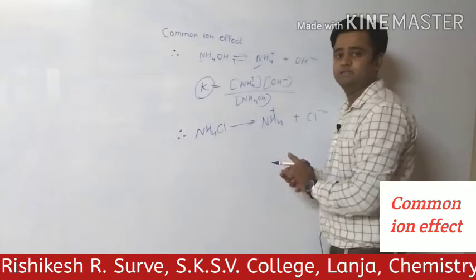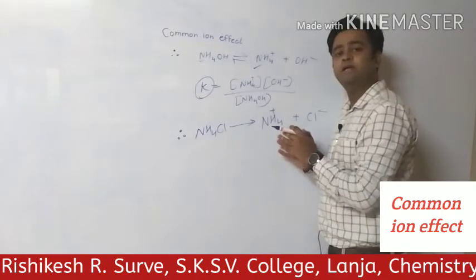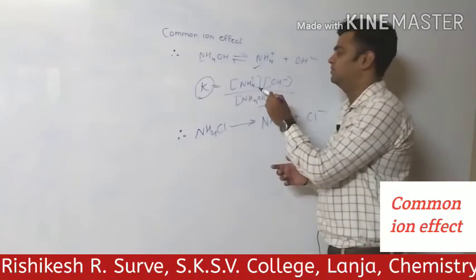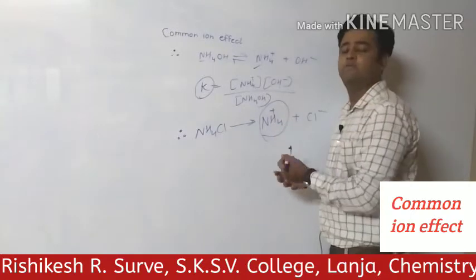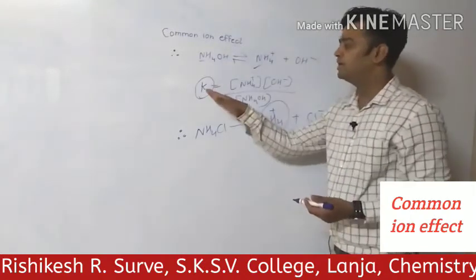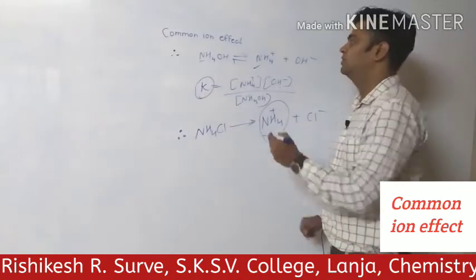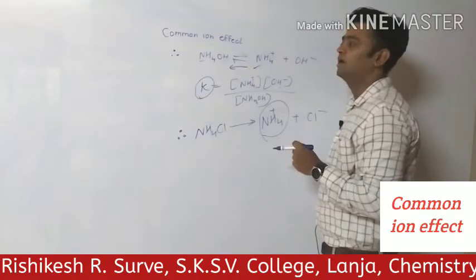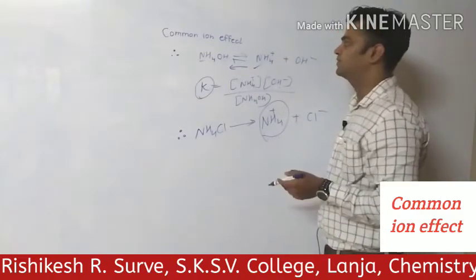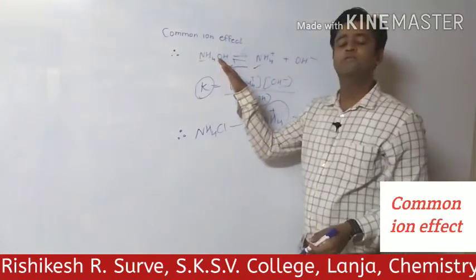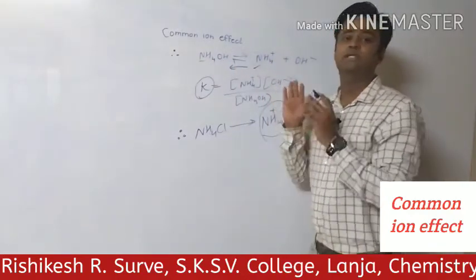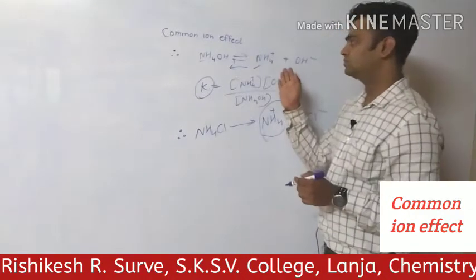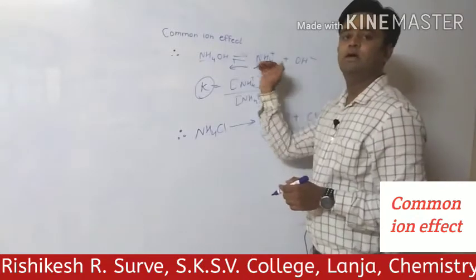But as you know, K is constant. It has to be maintained constant inside the solution. The numerator term has been increased due to the presence of NH4 plus, and to maintain K constant, the reaction will get shifted backward towards the left, and hence the dissociation of NH4OH gets suppressed. That is, the reaction goes in a backward direction.